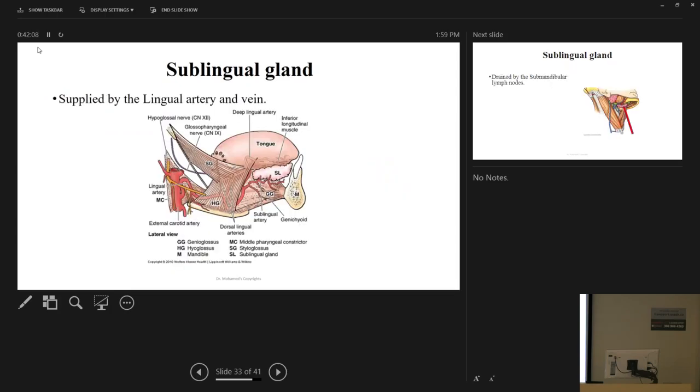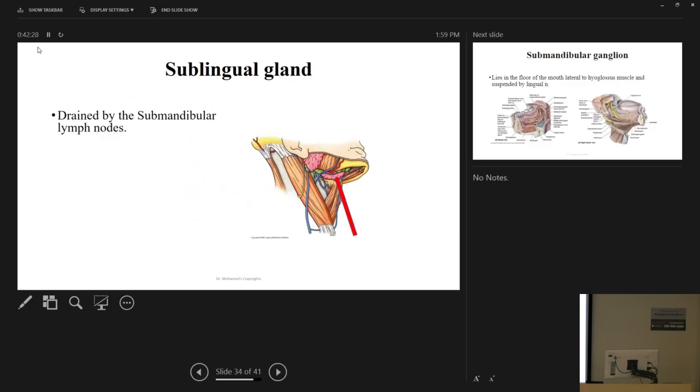Next, the sublingual gland is supplied by the lingual artery, which makes sense, and drained by the lingual vein. We know how they run just behind the hyoglossus muscle here. In terms of lymphatics, it is drained by the submandibular lymph nodes.